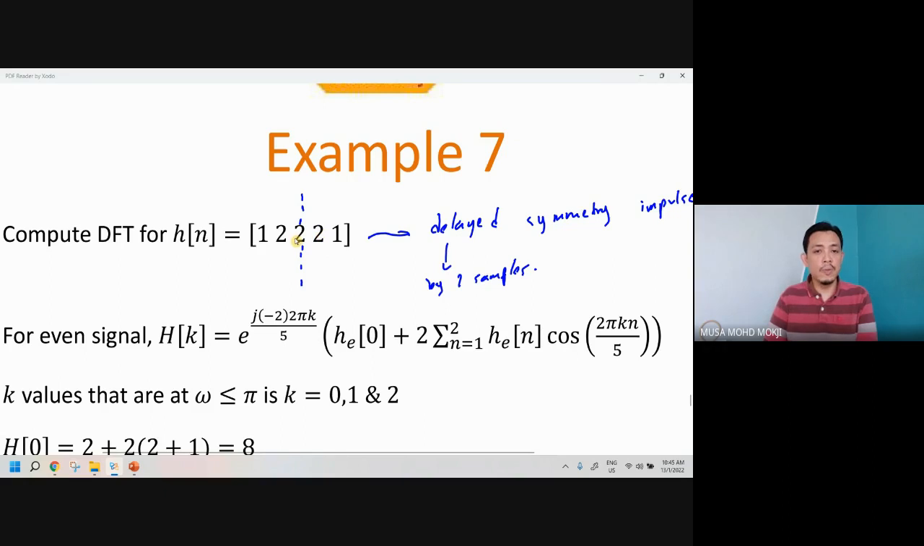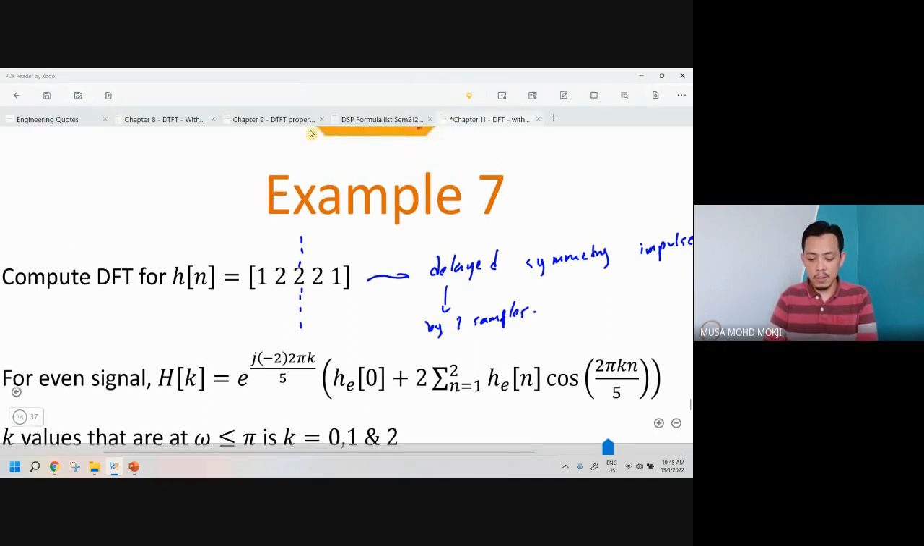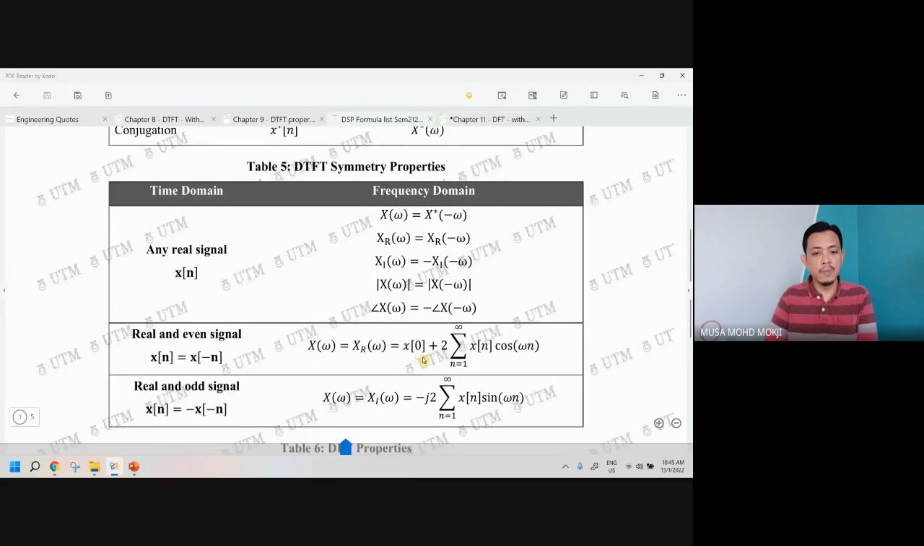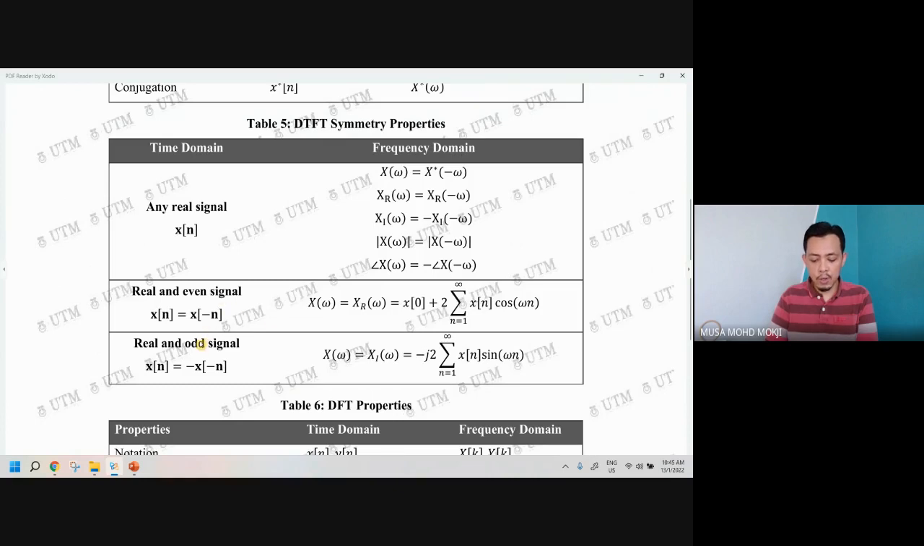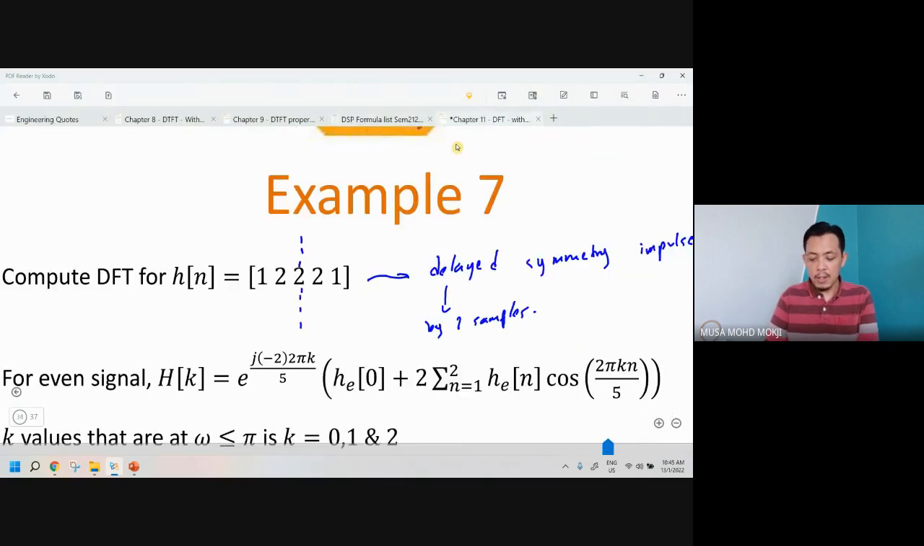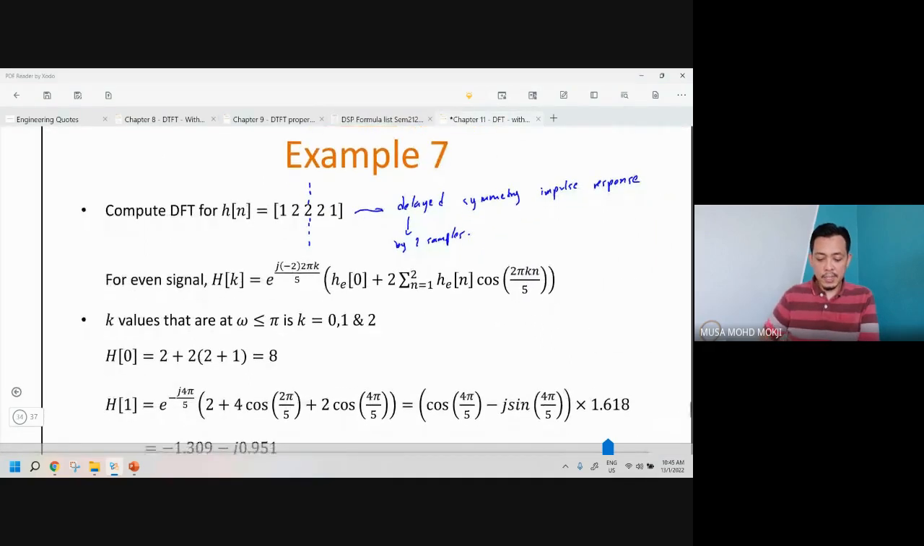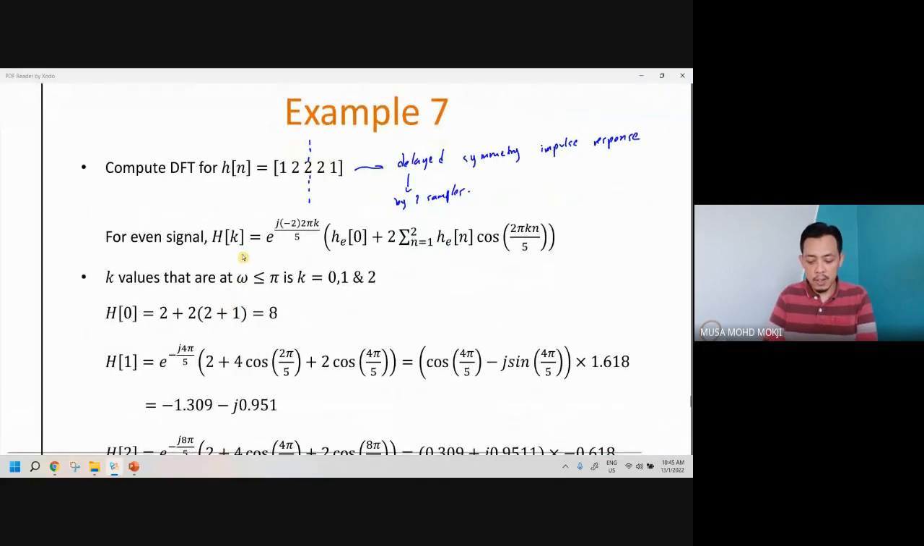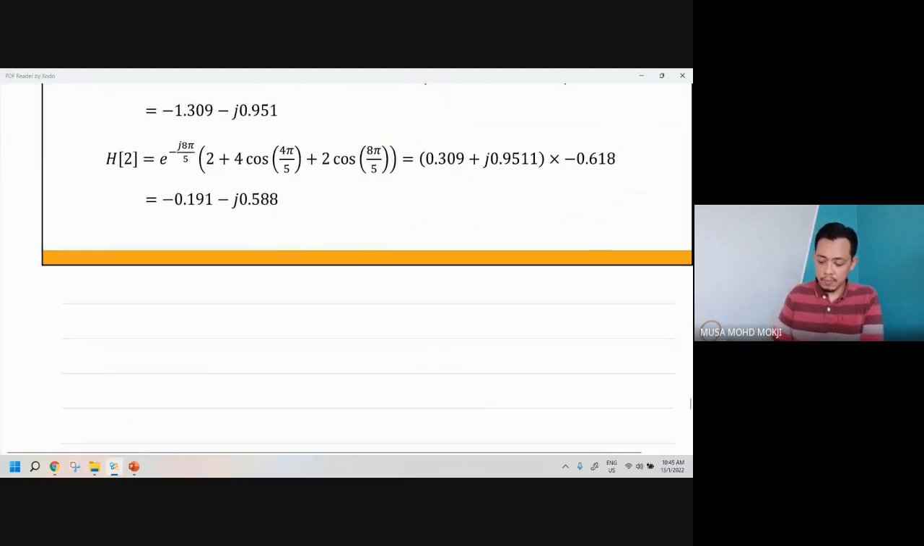Then we can use a simplified formula. We can see that that one is an even signal. That one is not an odd signal, right? So we can use this formula instead of that formula. All right, so for an even signal, Hk will be equal to e to the minus j 2 pi k over 5 times... This one has already plugged in all the values here. So what is actually the formula?